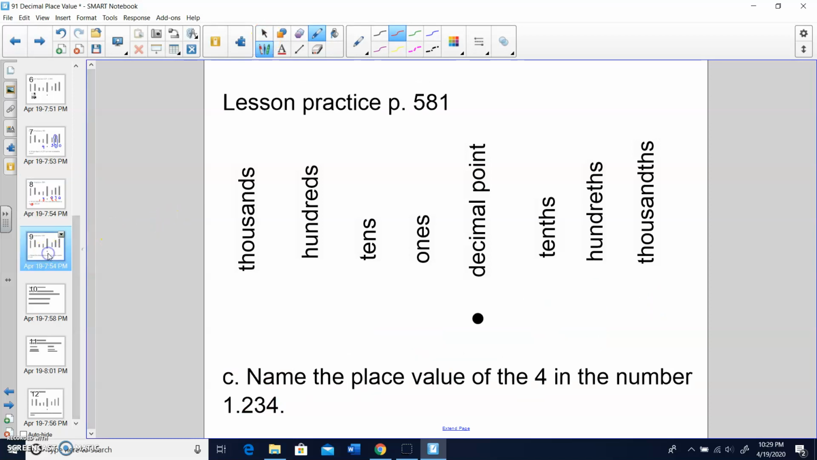Okay, let's continue on to C. Name the place value of the 4 in the number 1 and 234 thousandths. So I have my 1, decimal point, 2, 34. Okay, what's the place value of that 4? Well, here's my 4. What place value is it in? Thousandths.